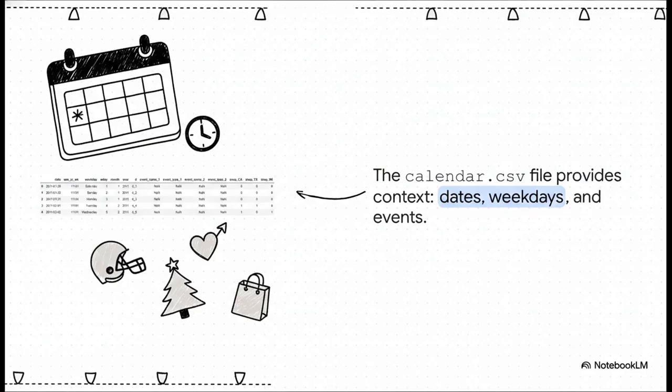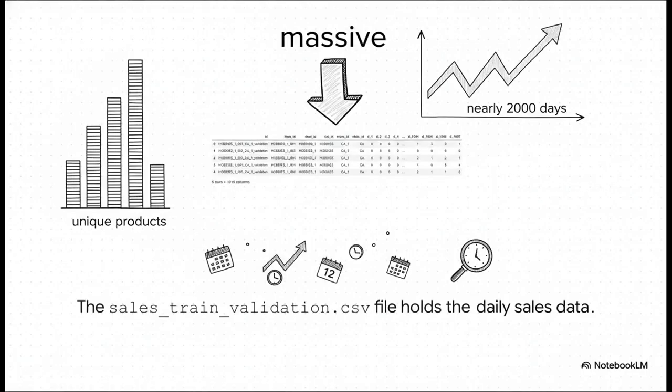Things like the Super Bowl, Christmas, other holidays. These are huge potential clues, right? These are the kinds of events that could be driving massive swings in sales. And now, for the main event, sales_train_validation.csv. This file is, well, it's massive. It has the daily sales numbers for thousands of individual products, stretching across almost 2,000 days. Every single row is a different product, and every column is a different day's sales. This is where all the secrets, all the patterns we're looking for are hiding.